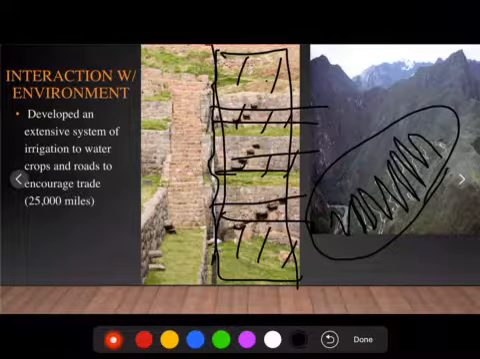They used tools, little hand tools. Yeah. All right.